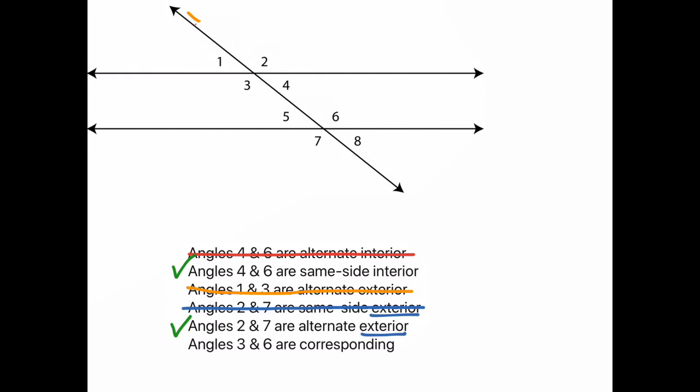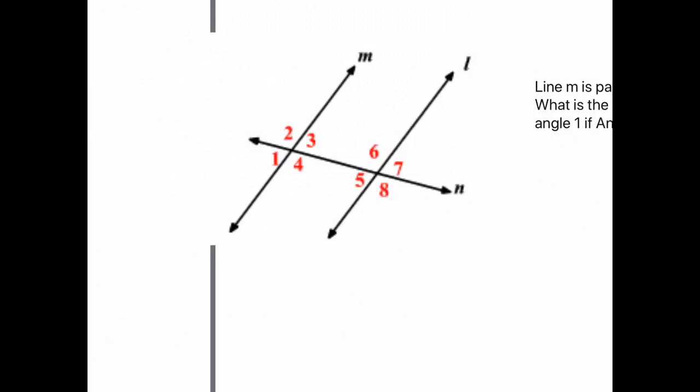All right, now we're going to do this last one here, angles 3 and 6. Well, they're both interior here, and it wants to know if they're corresponding. Remember, corresponding always has one interior and one exterior. So this one is also not correct. And that's how you do the first question.